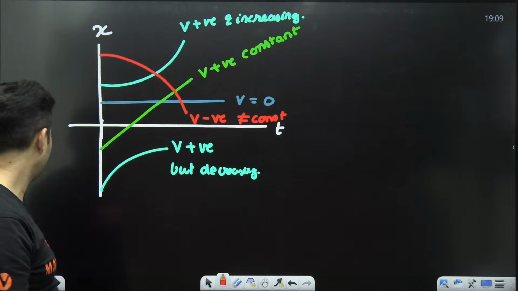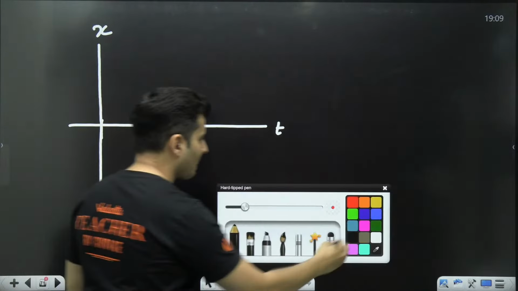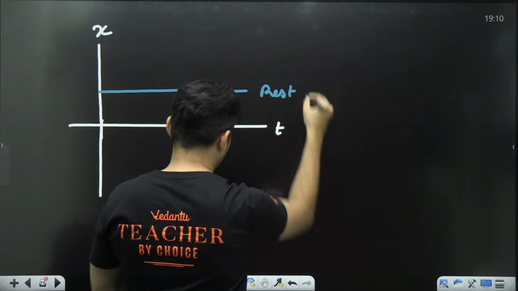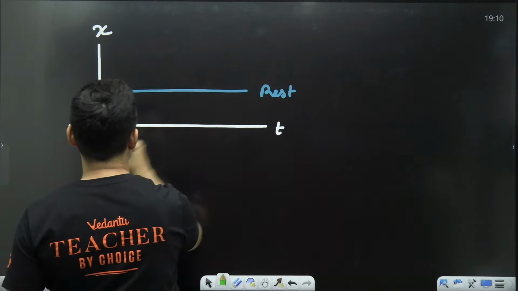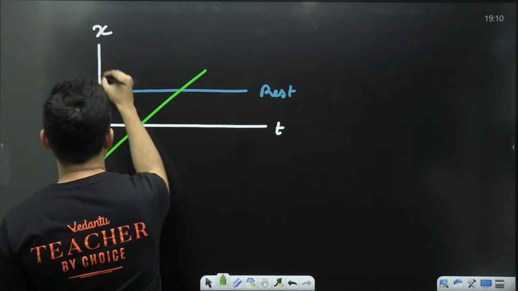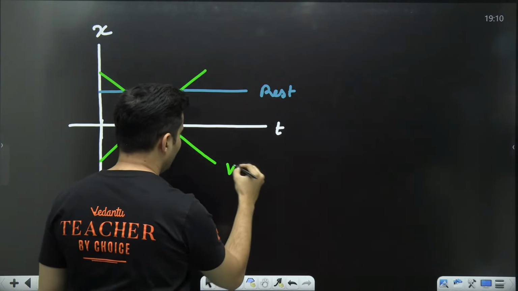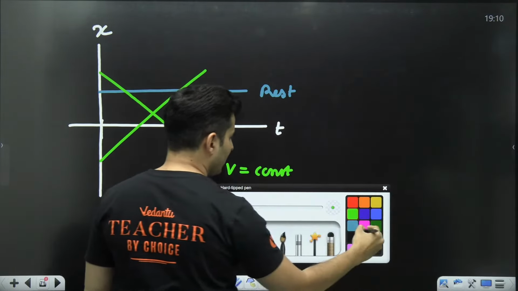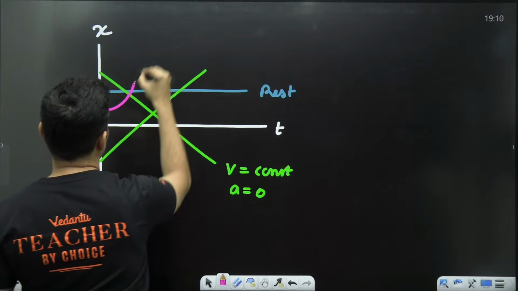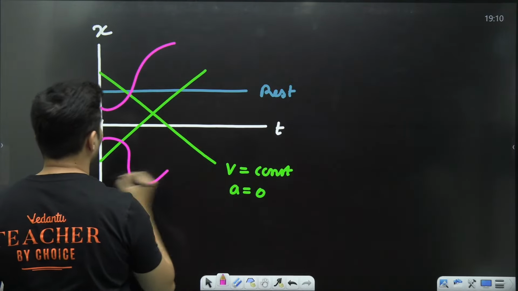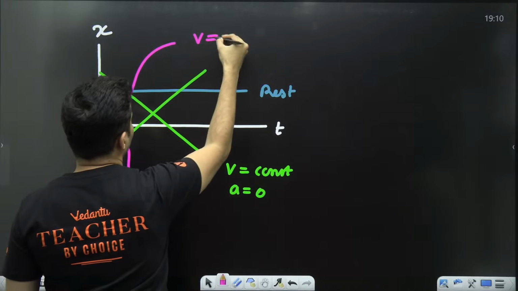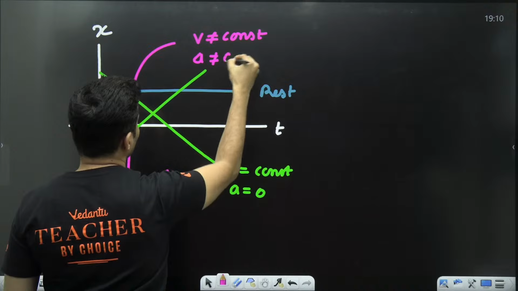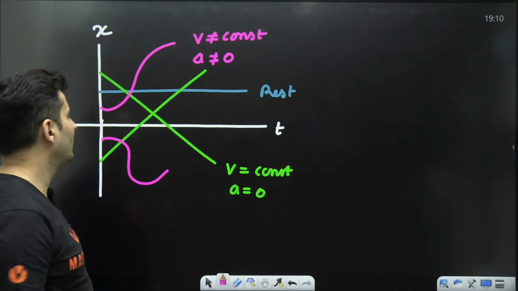Correct. Awesome. Also, you will see, like I said before, this is for rest. This one or even this one, velocity is constant, but acceleration is 0. But things like this, here velocity is not constant. Definitely acceleration is there. Acceleration is not 0 in these graphs.